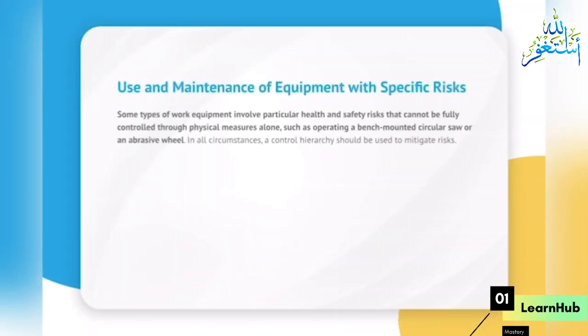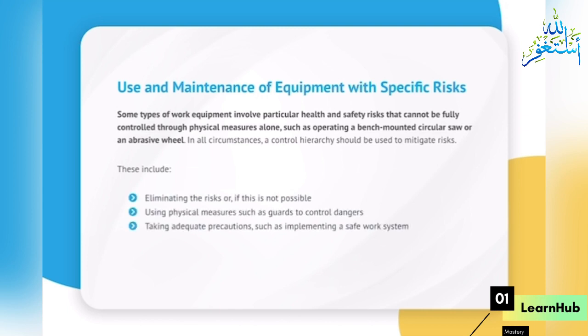Use and maintenance of equipment with specific risks. Some types of work equipment involve particular health and safety risks that cannot be fully controlled through physical measures alone, such as operating a bench-mounted circular saw or an abrasive wheel. In all circumstances, a control hierarchy should be used to mitigate risks. These include eliminating the risks or, if this is not possible, using physical measures such as guards to control dangers, and taking adequate precautions, such as implementing a safe work system.